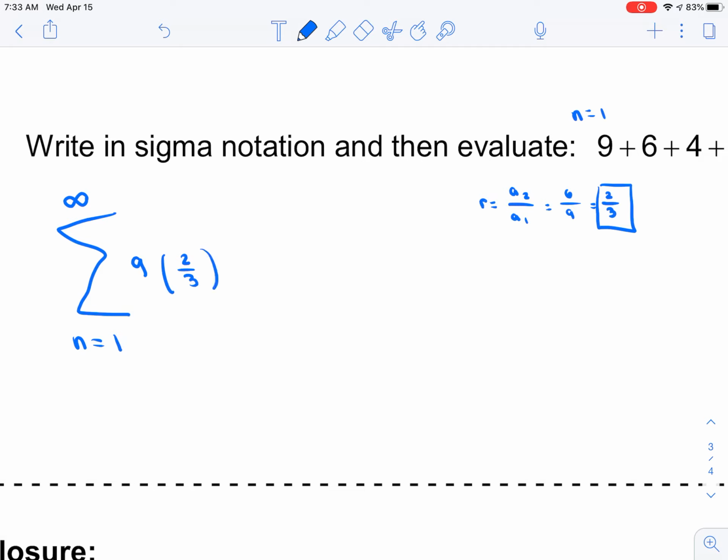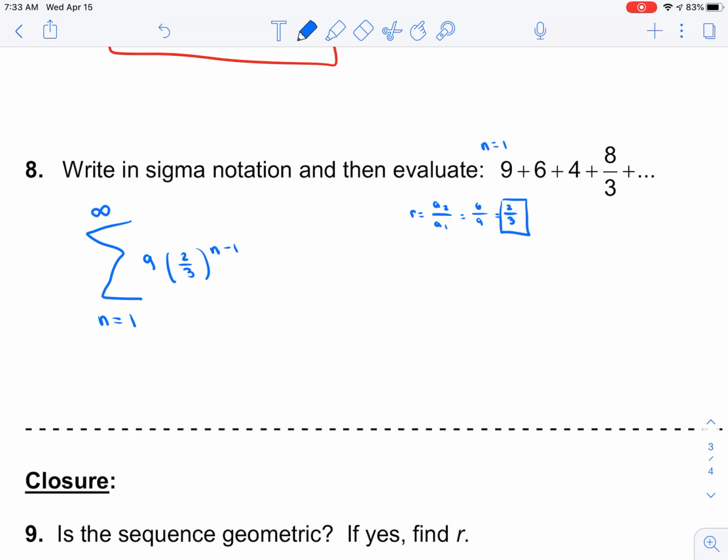So when you write the rule, because it is geometric, you're going to write the first term, the common ratio, and then don't forget to put that n minus 1. Remember that if I just put n, it would say my first term is 18/3 or 6, which it isn't. So I want to make sure that I get a 0 exponent here, so my first term becomes 9. And then from there, we have first part of this.